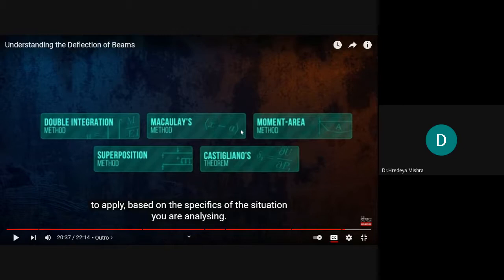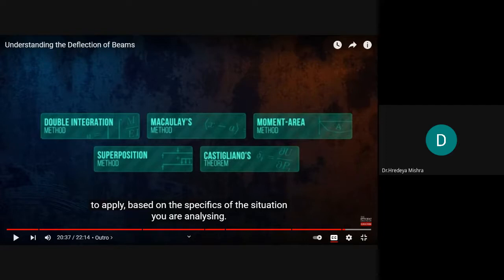Okay, students. Now here, these are the double integration method and Macaulay's method, moment area method, superposition method and Castigliano method. So, out of these, we can use the moment of inertia method and the double integration method. These two methods we can use for calculating the problems. Okay, so now I can give you a problem.